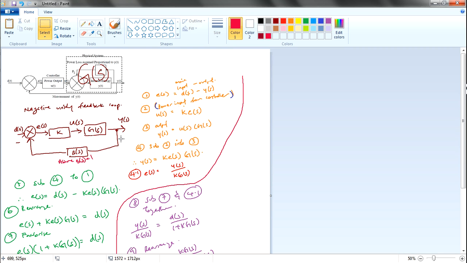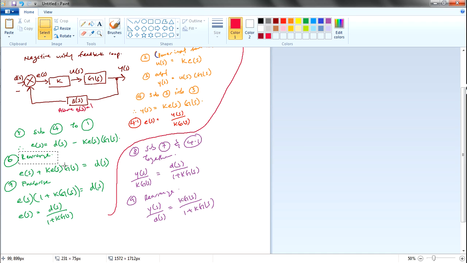So simply you can just rearrange, okay? You rearrange by bringing the K E G(s) in here, so you just plus equals to our D(s). Now we need to factorize out all the E(s) because we have seen E(s) over here. So if you factorize E(s), you have 1 plus K G(s) equals to D(s).